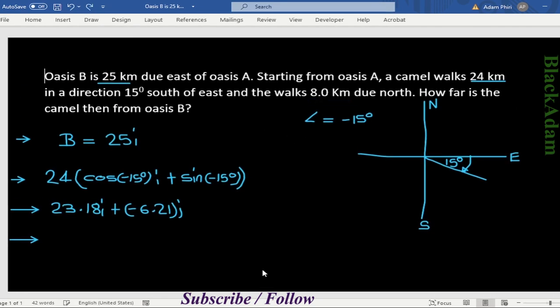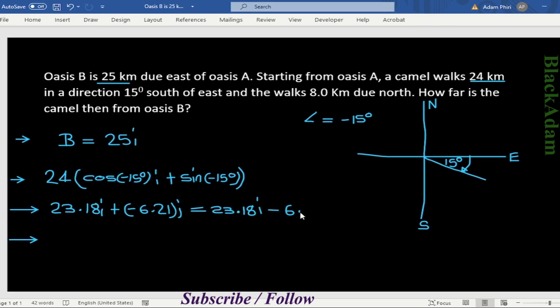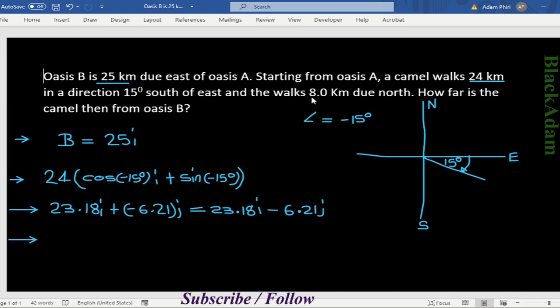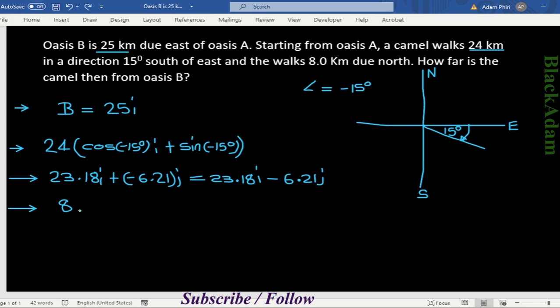Then the next thing, another distance as well. So that will be 23.18 i minus 6.21 j. So those are the unit components.